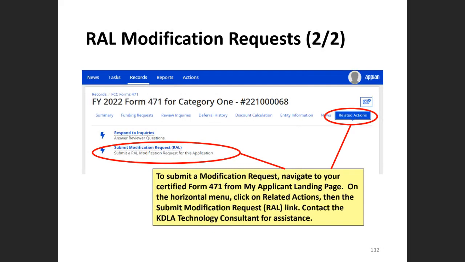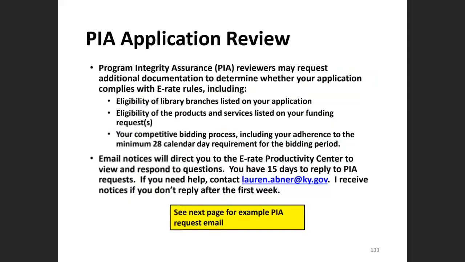And this just shows that you're going to be going to your Form 471 record, and you can look under the Related Actions tab of your record for an option to submit a modification request. And keep in mind that review can begin right after you file your Form 471, even the same day in some cases. So it's possible that reviewers will need additional information to approve your application. You'll receive an email that will direct you back to the E-Rate Productivity Center to answer their questions.